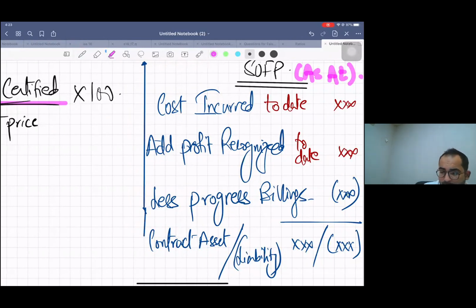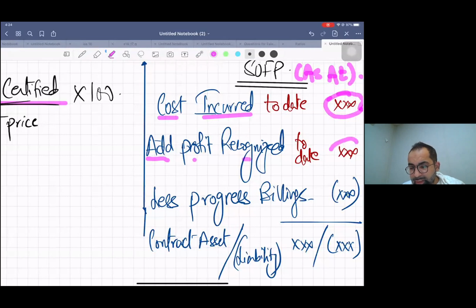First thing, cost incurred. Incurred is past tense, meaning actual cost incurred. First, cost incurred to date, add profit recognized to date. What if there is a loss? Obviously you need to subtract, but right now in my format it's profit. I've changed the color of the pen. And then less progress billings.